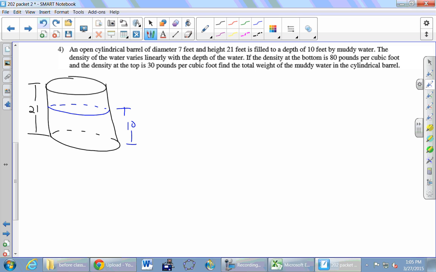And then it says that the density of the water varies linearly, and at the bottom it's the heaviest stuff. Does that make sense, that the heaviest stuff would sink to the bottom? So 40 pounds per cubic foot is what's going on at the bottom. And at the top is where it's mostly water and not too much mud, is only 30 pounds per cubic foot. And we're just going to assume a linear relationship that will get you from 30 to 80 over those 10 feet, okay? That's the varying linearly.